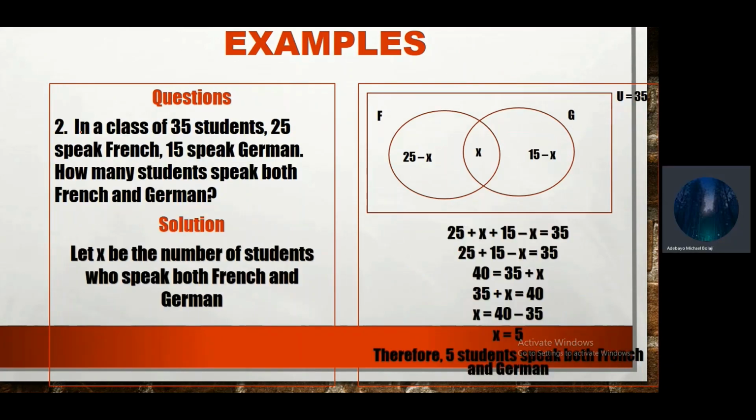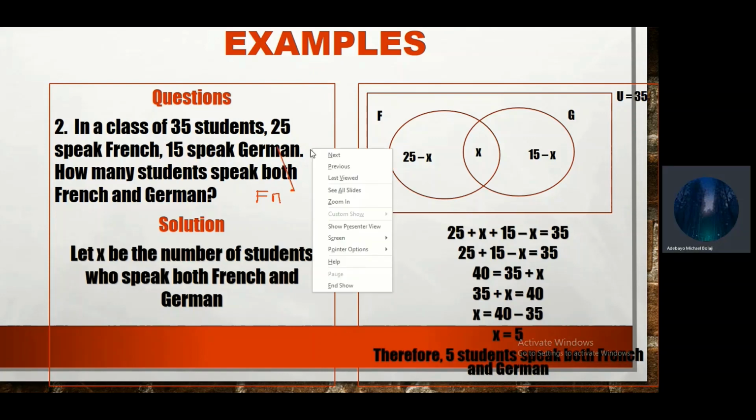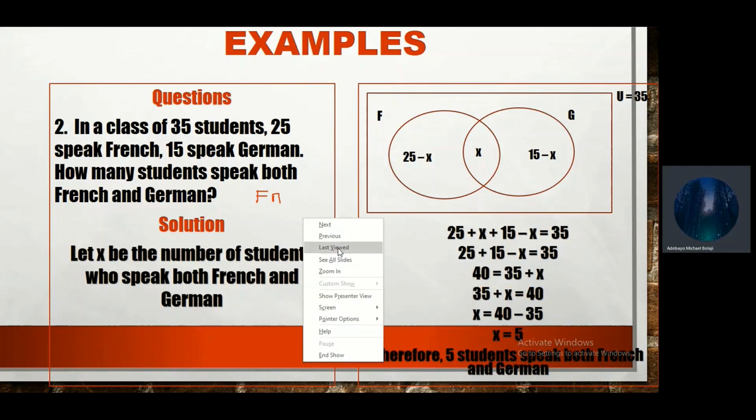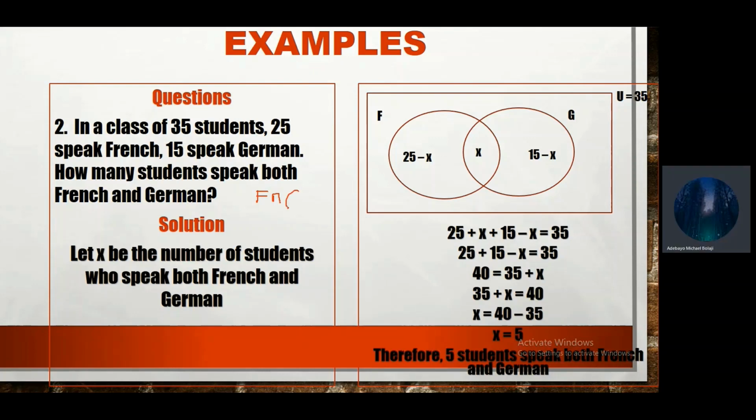Okay, our next example says, in a class of 35 students, 25 speak French, 15 speak German. How many students speak both French and German? When they say both French and German, we are talking about French intersection German. Okay, that was a mistake. Let's clean that. We're talking about French intersection German.